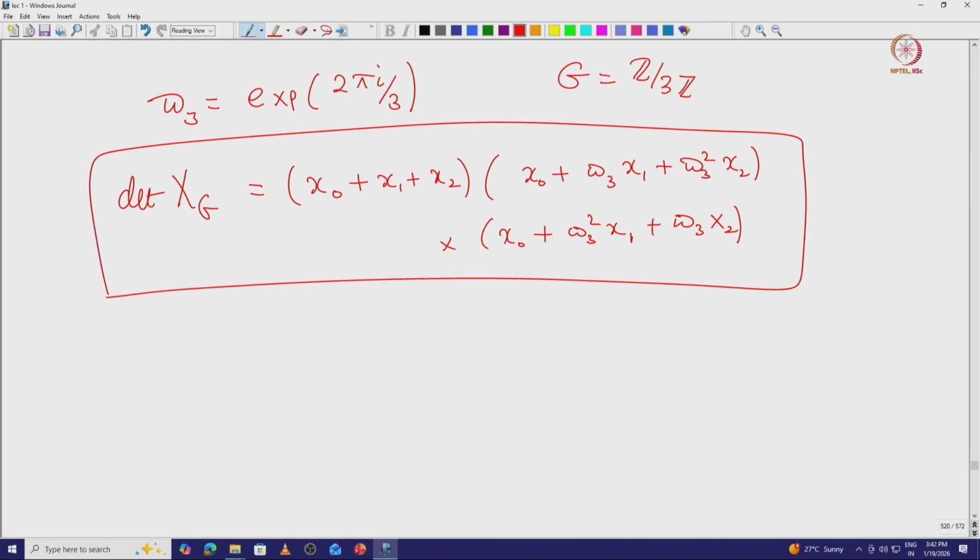So this already suggests that there is some kind of deep meaning in terms of the factorization of this group determinant. Indeed, it was first observed by Dedekind that for any finite abelian group, we have the determinant of xg as a product of linear polynomials in the xg. So maybe let me state the Dedekind theorem.